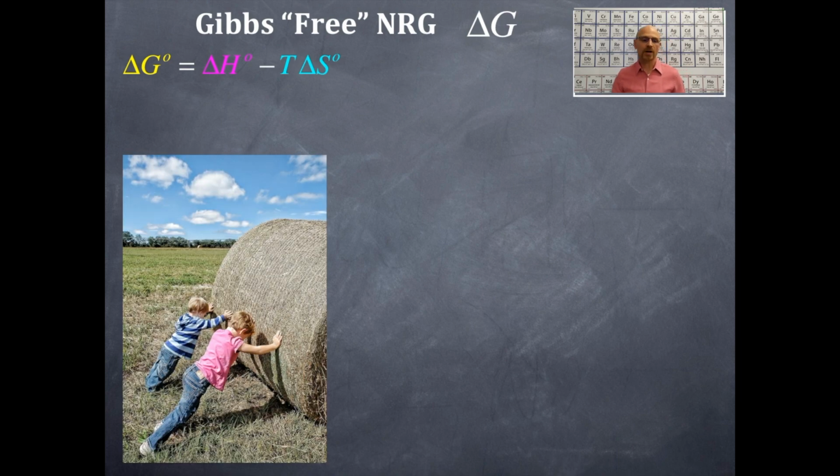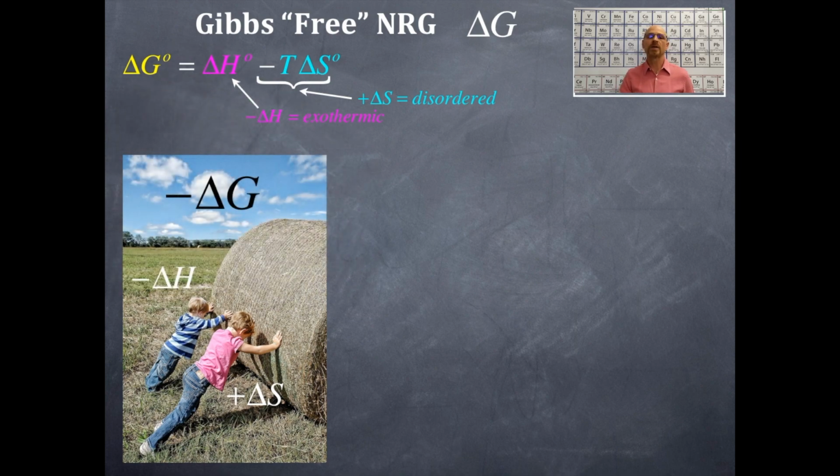Okay, see, these two boys are pushing this gigantic bale of hay right here. It's a nice round bale of hay. One boy has an enthalpy term that's negative, and that means that it's an exothermic reaction. When the enthalpy is negative, it's exothermic. The other boy over here has an entropy value that is positive, and that means that this is disordered. So when it is exothermic and disordered, we know the sign of delta G: delta G will always be negative and therefore spontaneous and product favored, just like we had in the previous one.